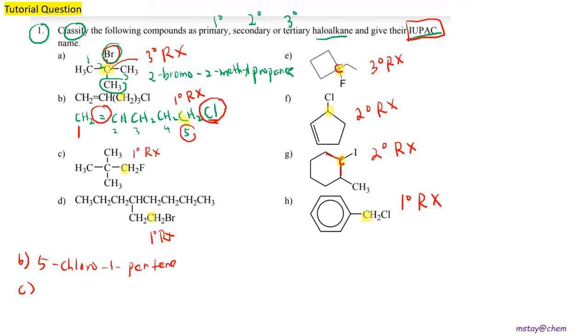Then next one is structure C. Structure C is carbon 1, carbon 2, and carbon 3. However, in this case, we only have one functional group. So the carbon bonded to fluorine we will consider as carbon 1. So fluorine and methyl, fluorine come first. So the name will be 1-fluoro-2,2-dimethylpropane.